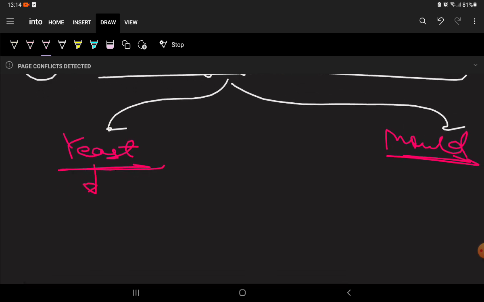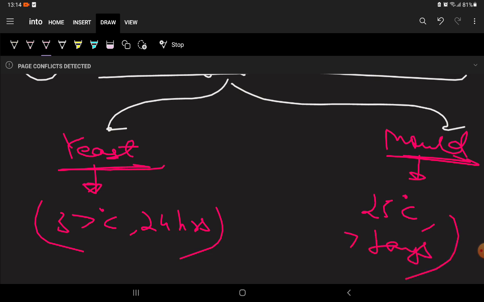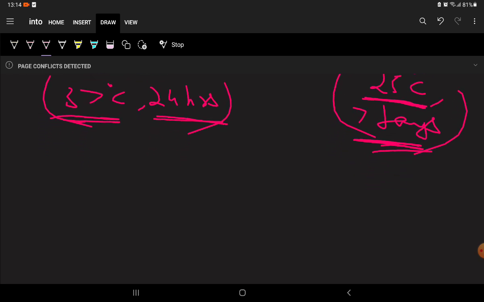Now yeast: 37 degrees Celsius, 24 hours. I will explain what this means. And mold: 25 degrees Celsius, 7 days. So what is the meaning of this? This is the incubation temperature for yeast, incubation time for yeast, incubation temperature for mold, incubation time for mold. These are the basic points.